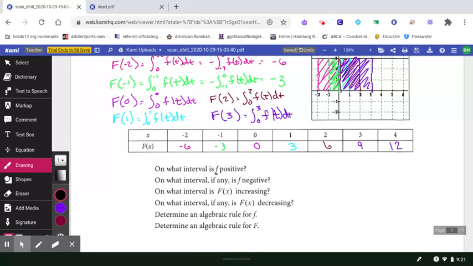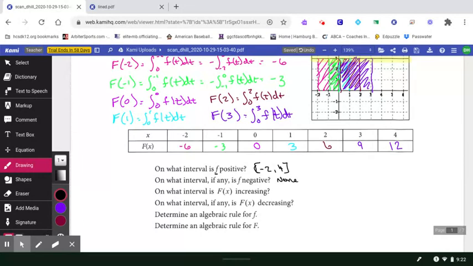So the given function here, the very original graph, which was the line y equals 3, is going to be positive. If we assume we're working in that closed interval, we could say from -2 to 4. Otherwise, it would just be from -infinity to positive infinity. The second question here, on what intervals is lowercase f negative? We would say none. Okay.